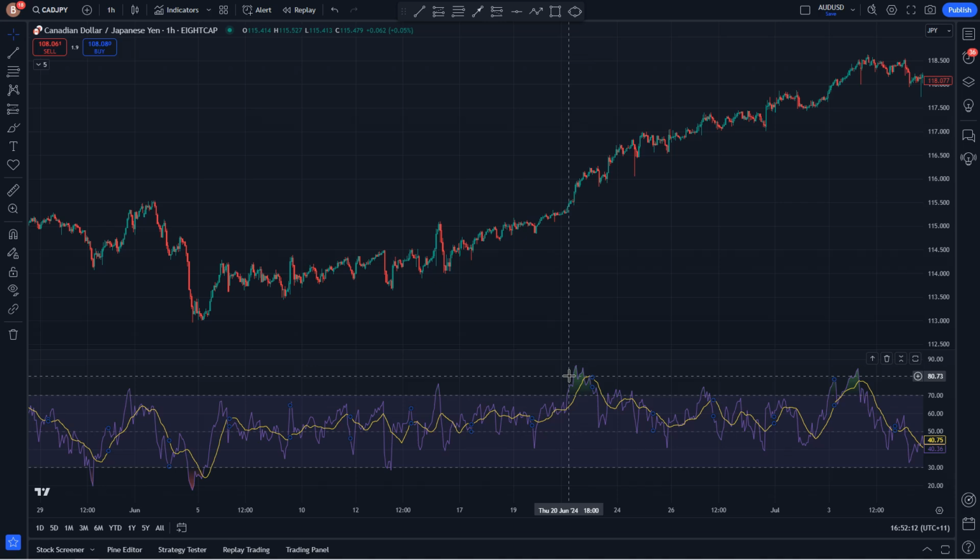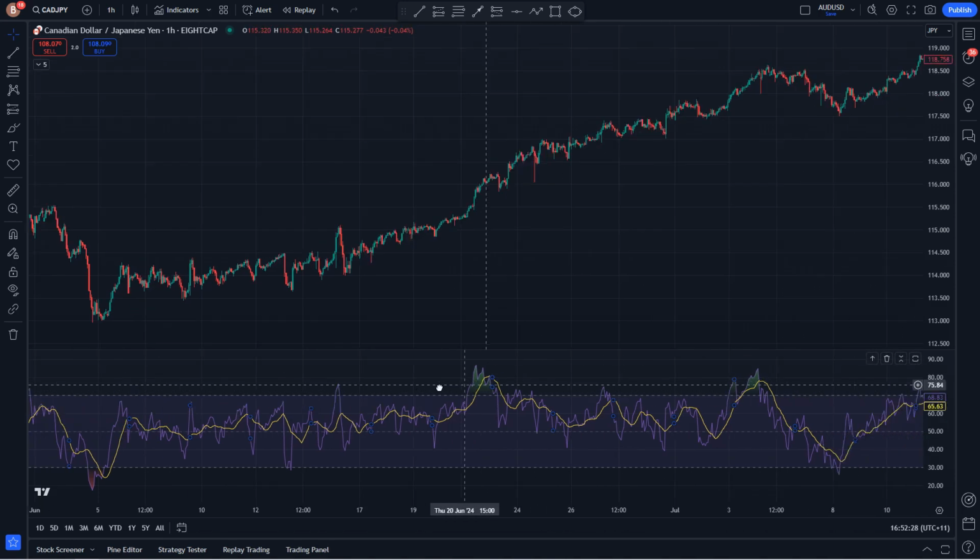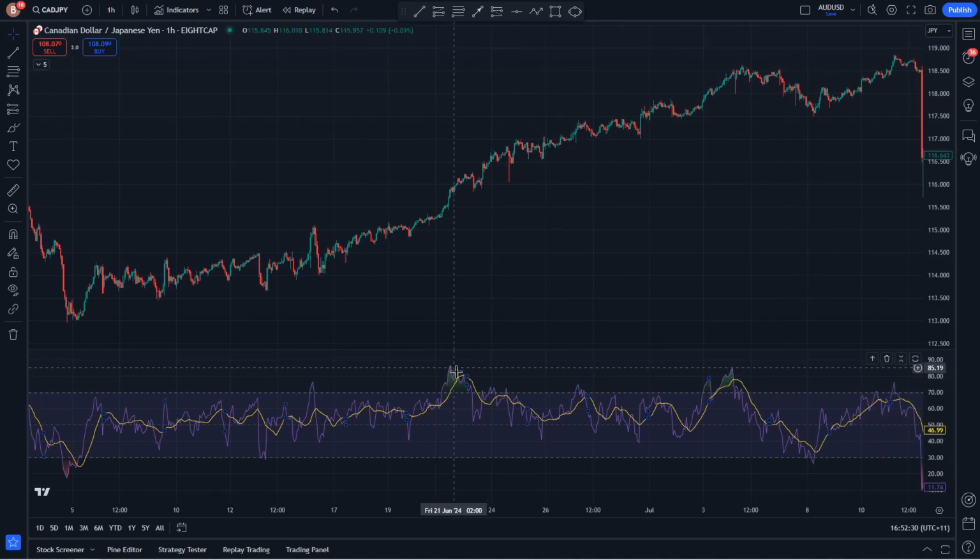Now, the RSI says that it is overbought when it is above this 70 line, right? It suggests that an asset, whether it's crypto, whether it's Forex, whether it's stocks, this asset is overbought and a reversal to the downside may be on the way. So we come up here and then we go down, right?